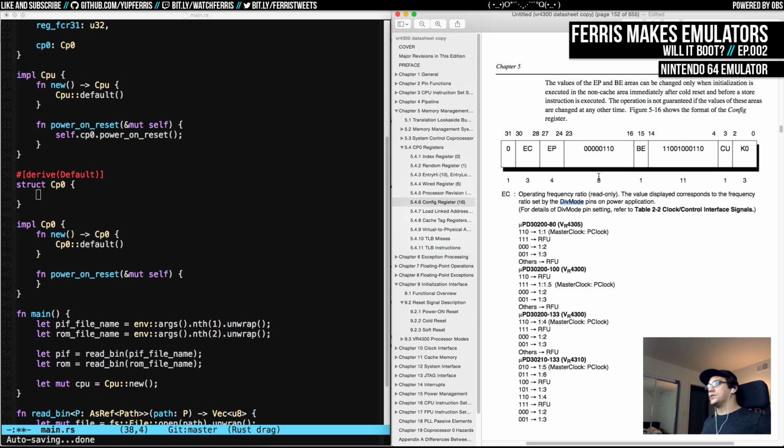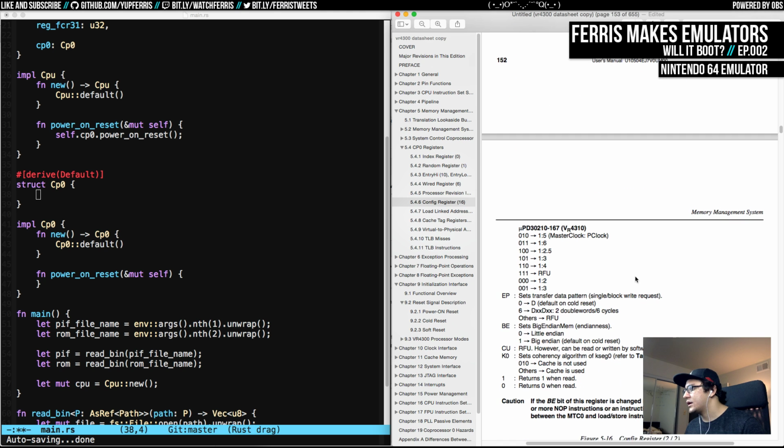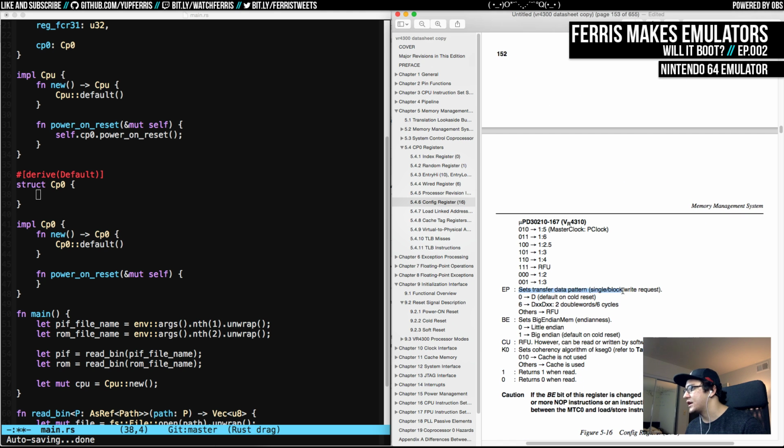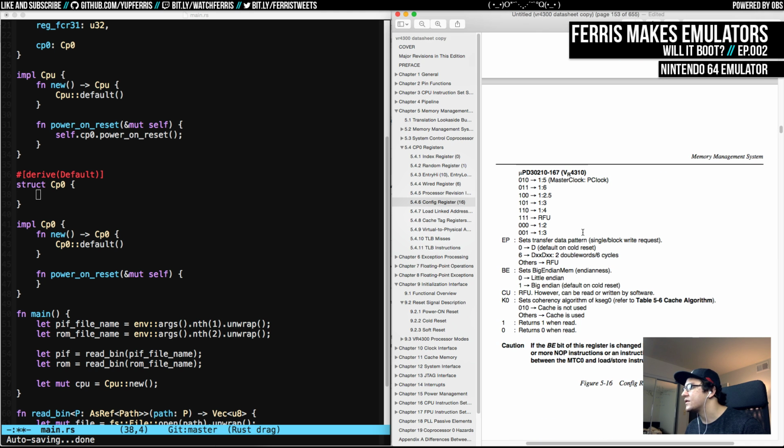So what this probably means is that there's a clock multiplier, a clock divider. Because I believe when we saw the block diagram of the CPU, it had its own internal clock generator. And I believe that these div mode pins are probably used to select what speed of clock it will generate. That would make sense, that this part of this register would basically show what that is. And then, of course, EP is the transfer data pattern. Or is that part of this? I guess that's something else. I don't know what that means.